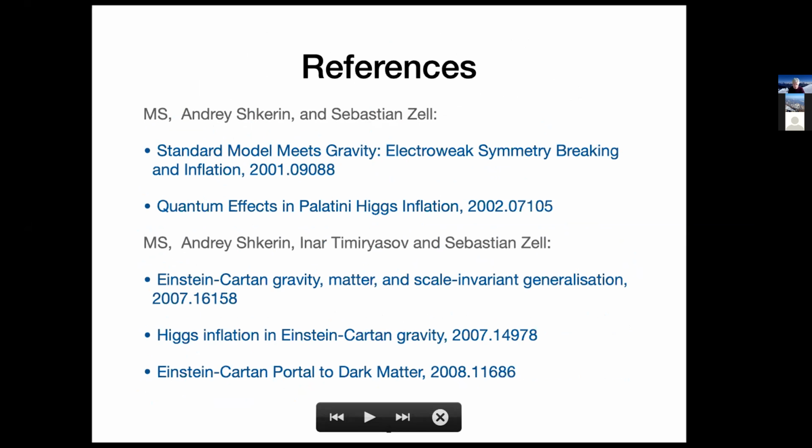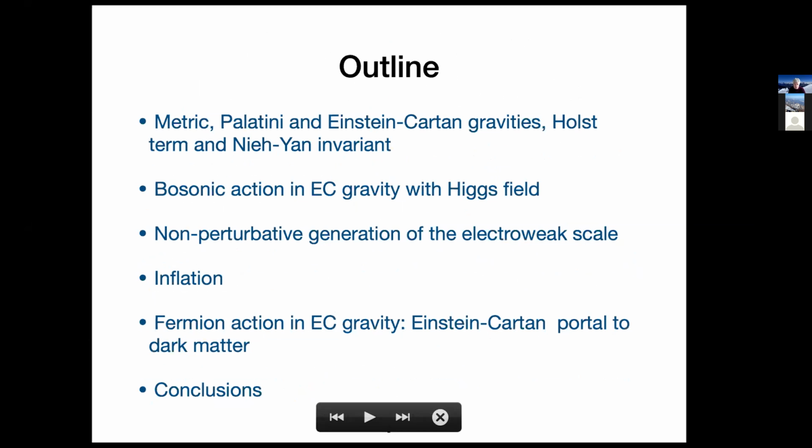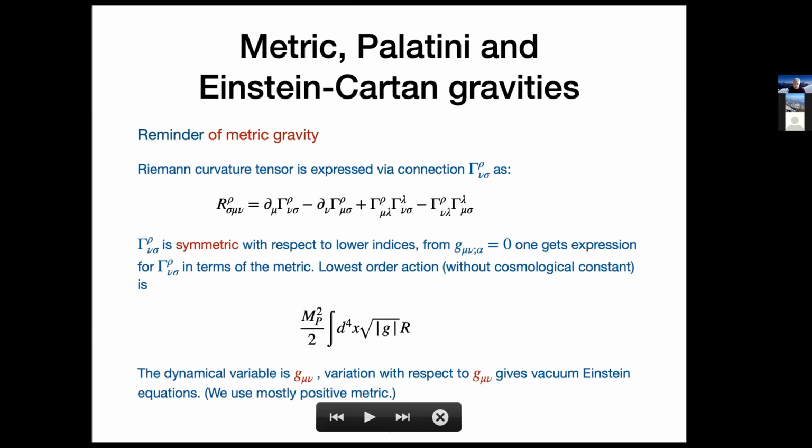Okay, so here I was just giving references to the papers which I'm going to describe. And here is my outline. You see the outline now? Yes, I can see. Okay, and so now I'm on this slide where I'm reminding you of different formulations of gravity.